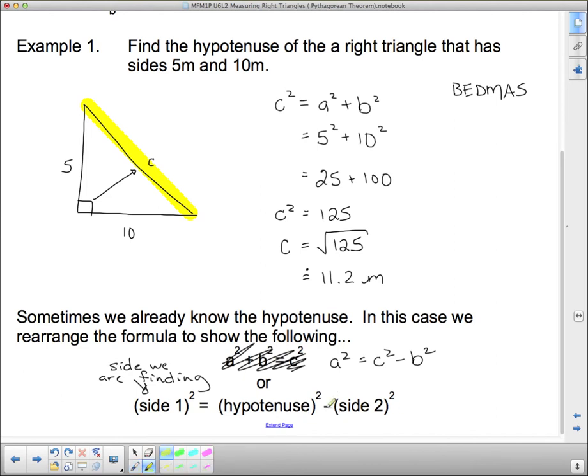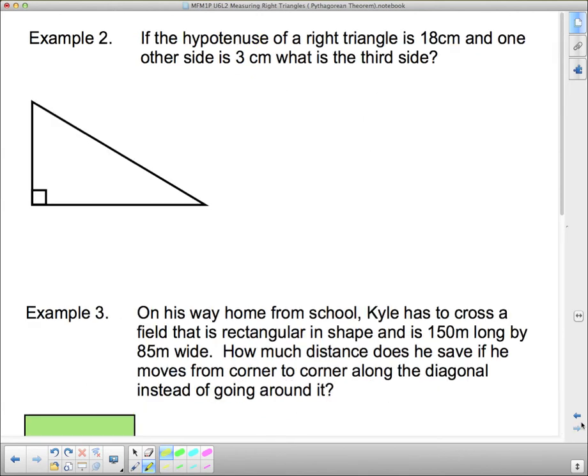Now here's the important thing. If we're already given the hypotenuse, when we find the other side, we're going to have to subtract rather than add. When you find the hypotenuse, you add. When you're finding the other side, you subtract. So let's look at the next question.